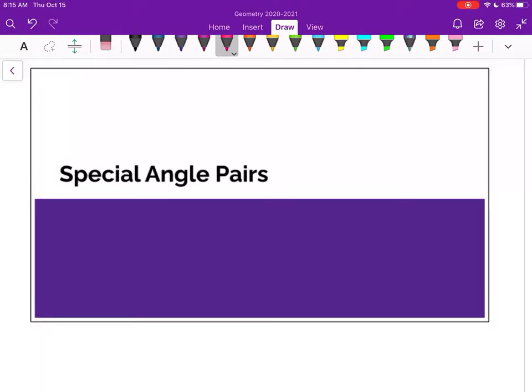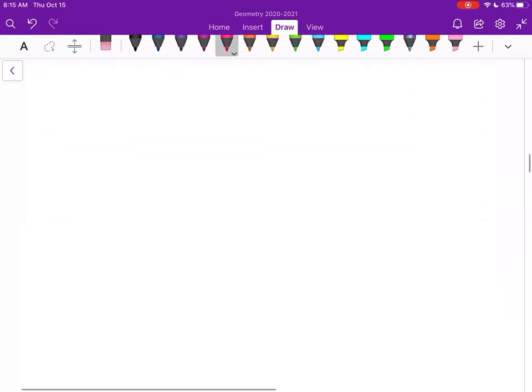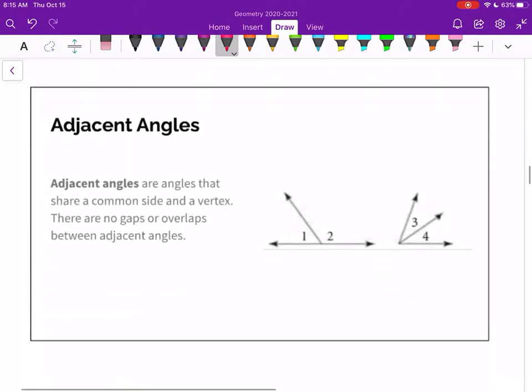So next thing we're going to talk about is special angle pairs. Big reminder, pair equals 2. A lot of students forget that and they think some of these can be 3 angles or something like that. Nope, pairs, 2. These are pairs of angles, all right?